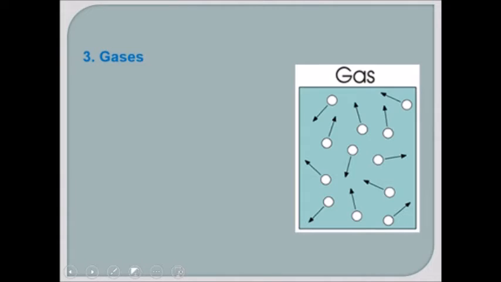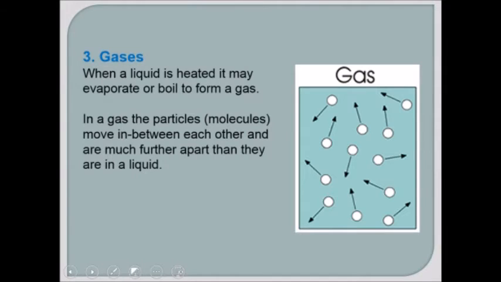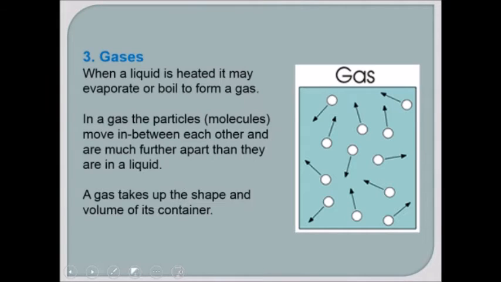Now, gases is the last one that we talk about. Gases are the highest energy state barring plasmas. Gases are a high energy state, and this is what happens when a liquid is heated. It may evaporate or boil to form a gas. So these are only the highest energy particles in our gas, and they move extremely fast. There's a lot of distance in between them, much further apart than a liquid or a solid. And the gas will basically bounce around and attempt to fill the shape or volume of its container. So it does not have a defined shape and it does not have a defined volume.